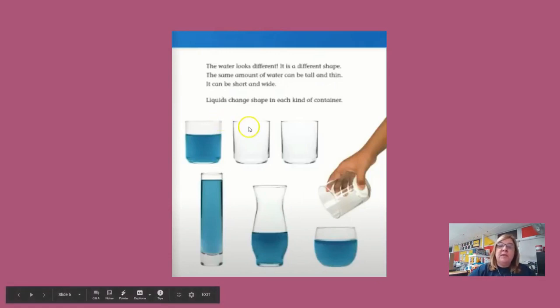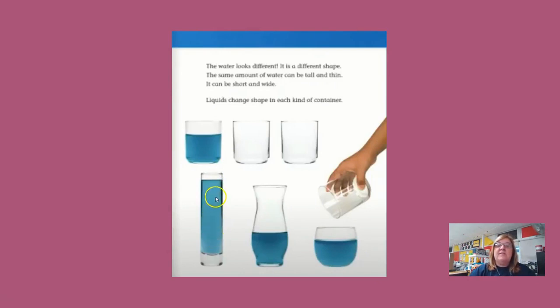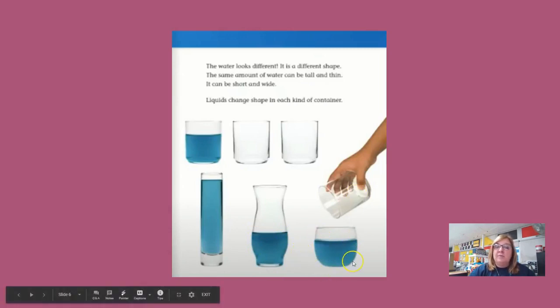Notice that as we pour the liquid from one container into another, it looks different. It has a different shape. The same amount of water can be as tall and thin as it is short and wide. Liquids change shape in each kind of container. So when this was poured out, it goes from short and wide to tall and thin. When this one was poured out, the container is wider at the bottom, so the liquid becomes wider. And when it gets poured out from this container, it's shorter and fatter.